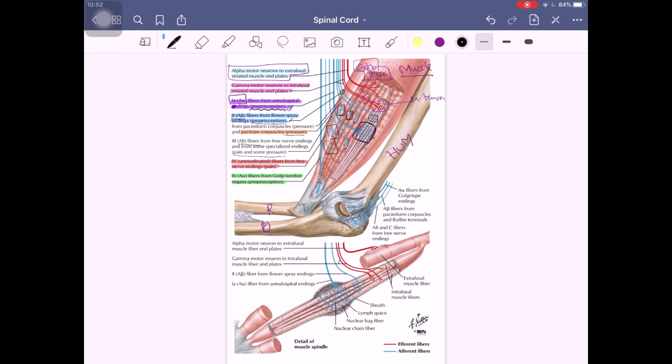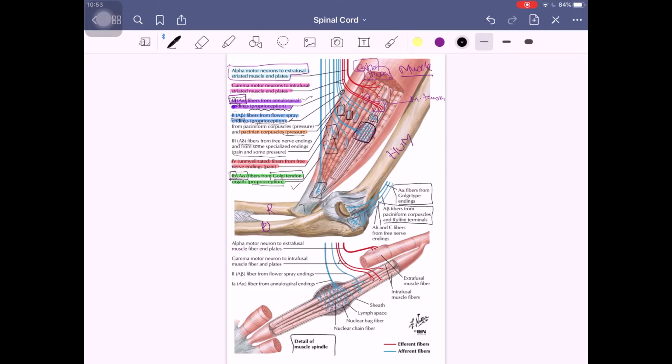Similarly, from the tendon we have an organ we call the Golgi tendon organ, and this is responsible for your proprioception. Here, this one is also called A alpha, but this is type 1B. So this is the one bringing information from the Golgi tendon, 1B A alpha, whereas 1A alpha brings the information from your muscle fiber. Again, you can see we have similar information coming from the joints also.